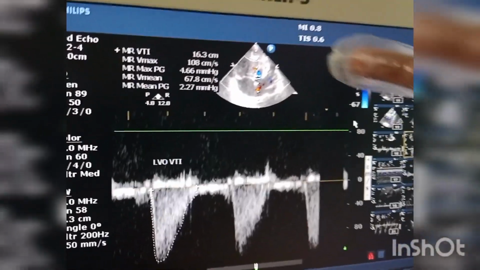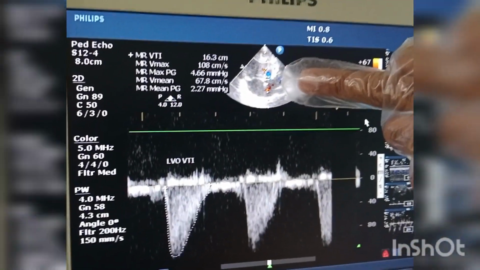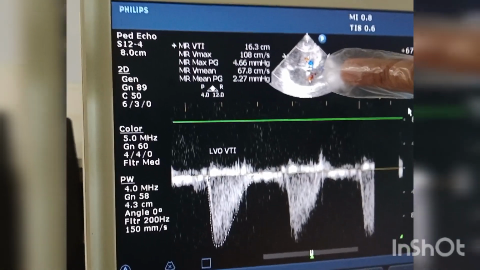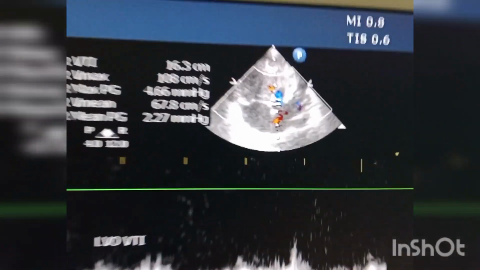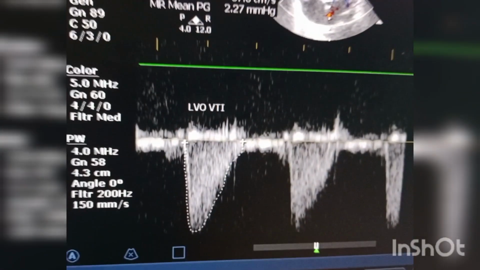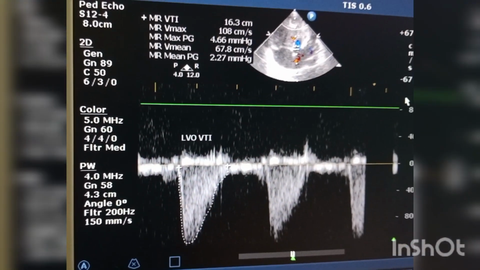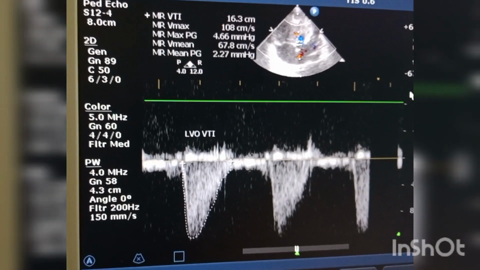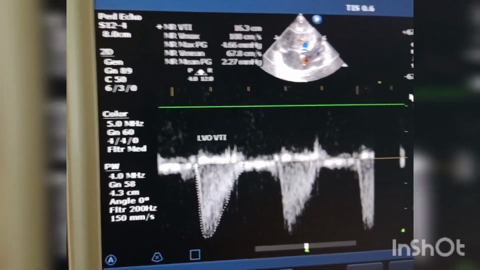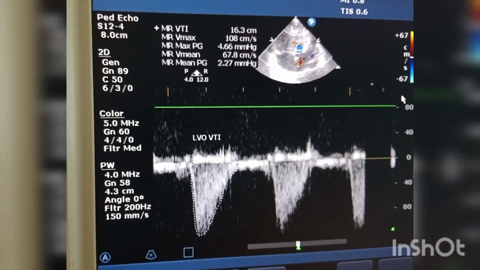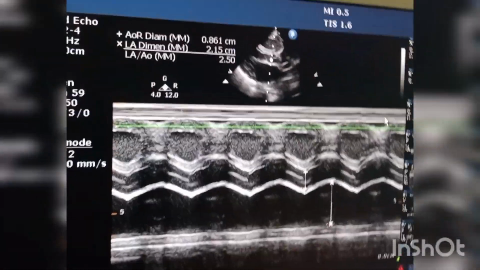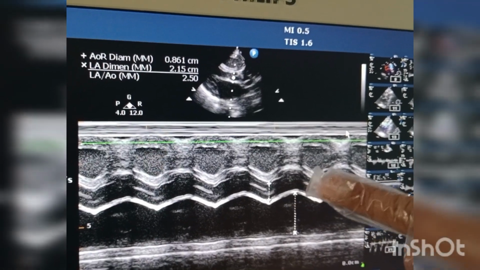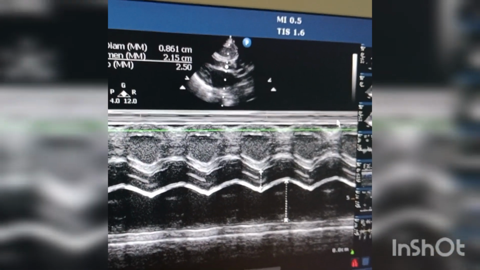That means what I did, I put what is called a pulse wave gate there, and you can see that, to get this velocity time integral. So this is one of the important parameters required for calculating left ventricular output. And then on parasternal long axis, I showed you in the initial phase, you could see the diameter of the aorta. So you can see that it was 0.86.